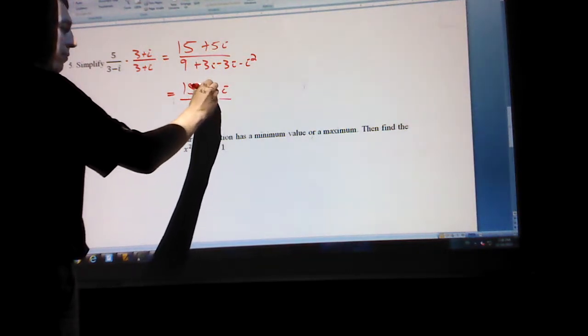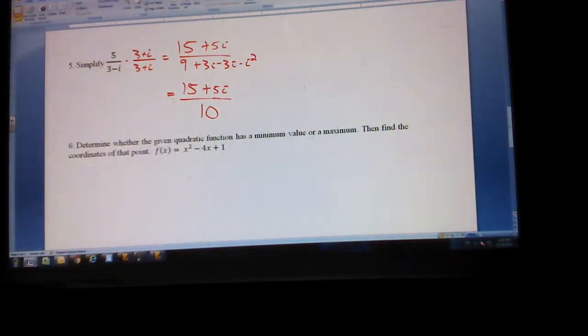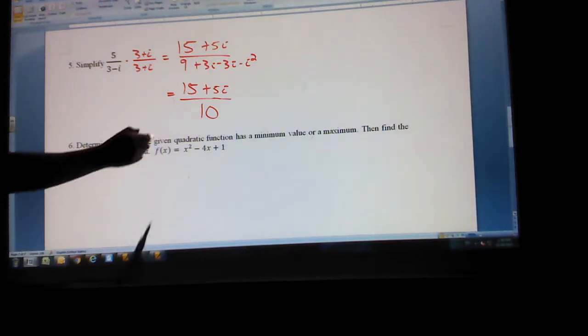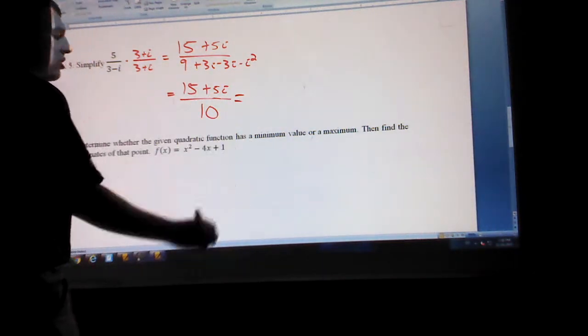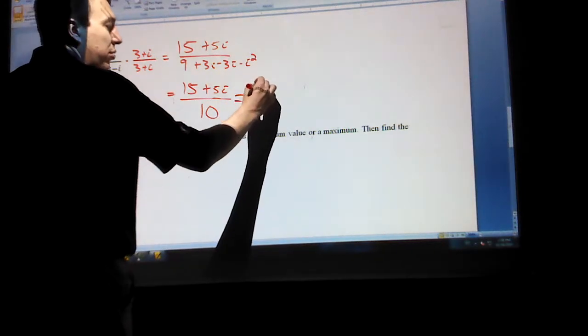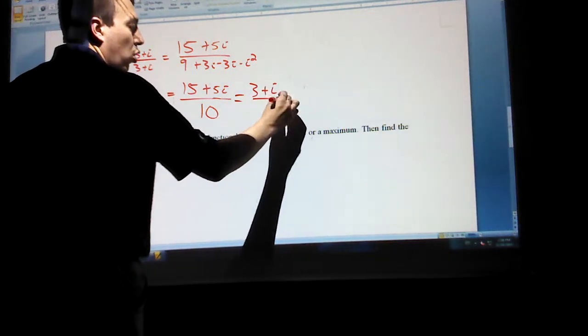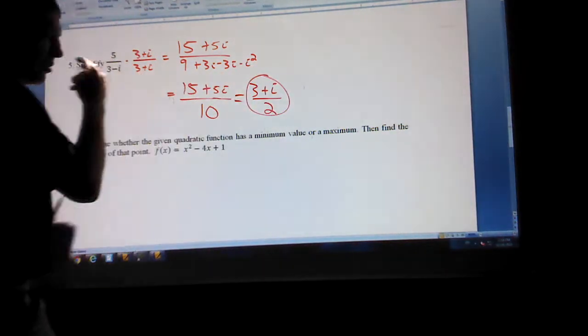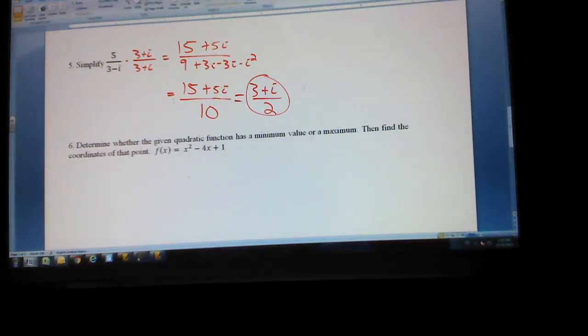I was wrong. If you got to there, that's really good, but that's not our final answer. We can divide all those coefficients by 5. So that's going to be 3 plus i over 2. Final answer. Hopefully, again, that's a nice straightforward one where you get the right answer.